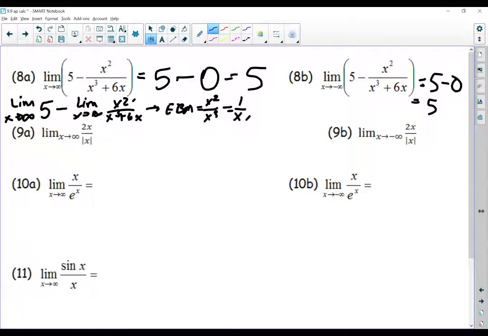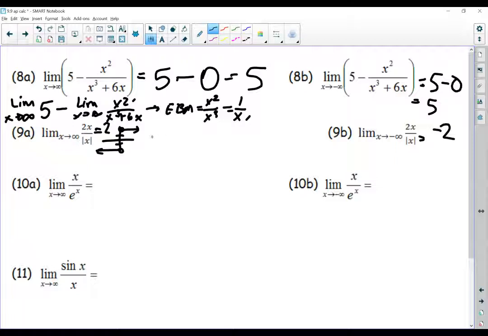Okay. Now 9, this is our step stool function again. The only difference is that this step stool function is at 2 and negative 2. Okay. So I know the limit as x goes to the right is 2, and the limit as x goes to the left is negative 2.